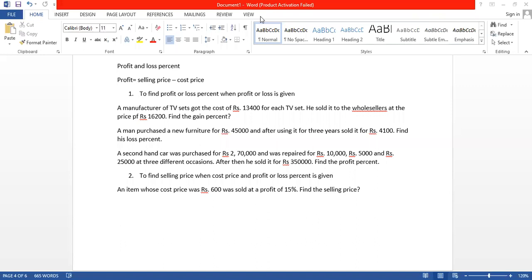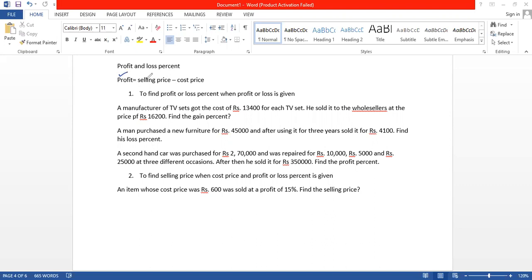So now this is the last part of this chapter, which is your profit and loss percent. This is very similar to the previous concept of increment and discount that you have studied. So profit and loss. First thing is, how do we calculate profit or loss? Selling price minus your cost price should give you a profit.